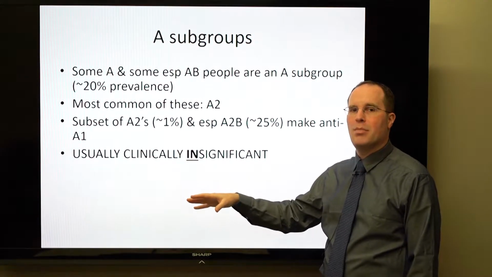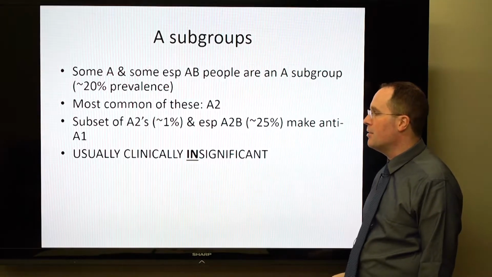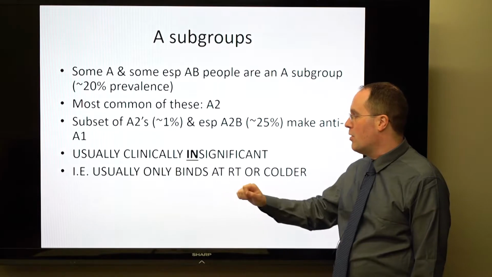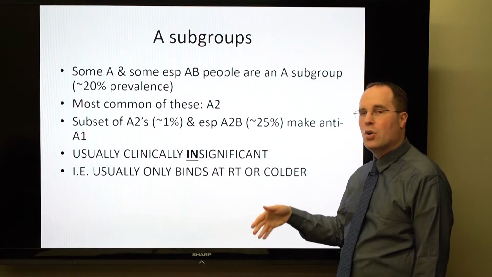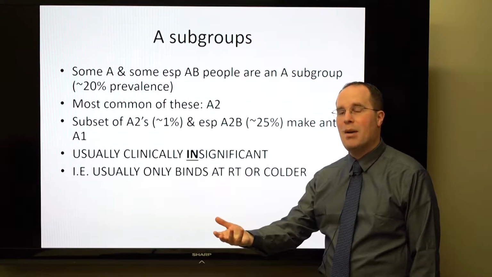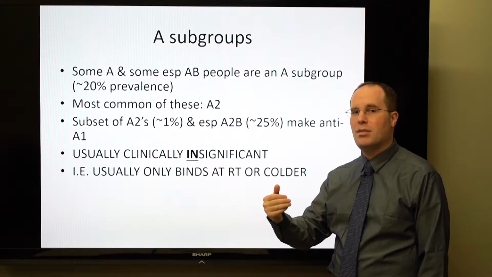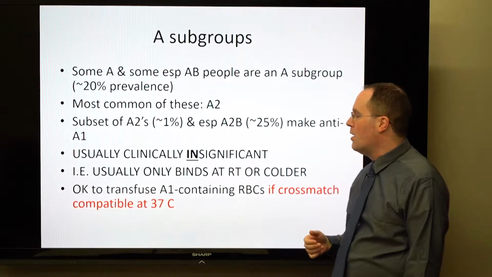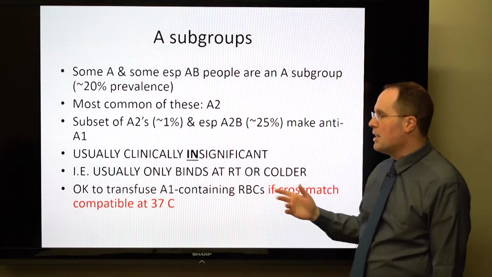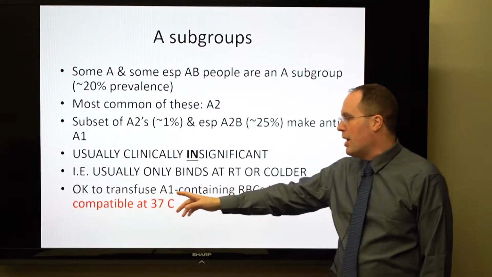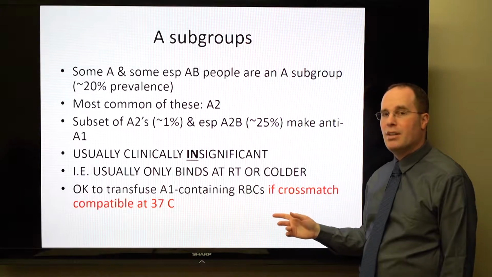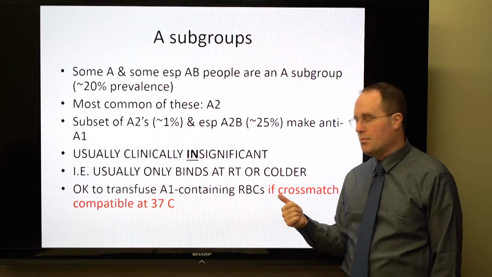There are exceptions, but in general, clinically insignificant. And the reason for that is because this anti-A1 usually only binds at room temperature or cooler temperatures. We could find it in the lab at room temp, but it doesn't bind in the body at 37 degrees. So in general, again, there are exceptions, but in general, it's okay to transfuse A1 containing red cells, assuming your cross-match is compatible at 37 degrees.